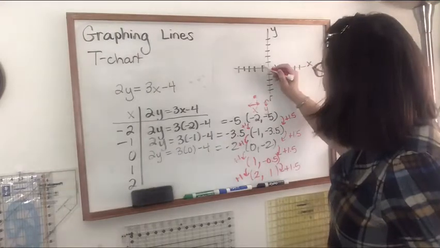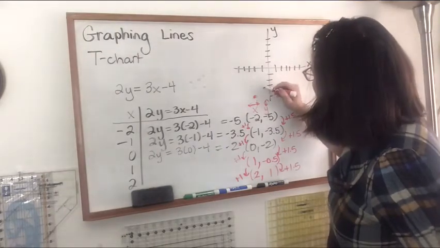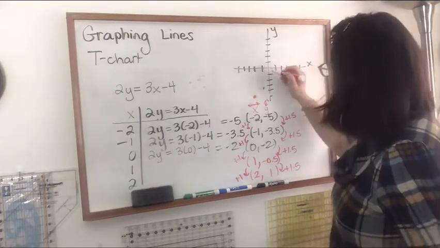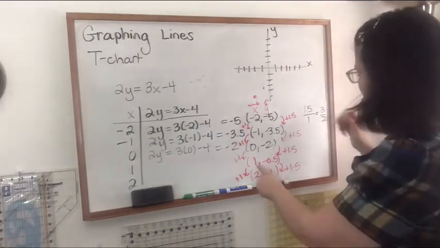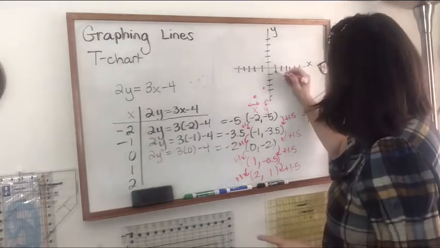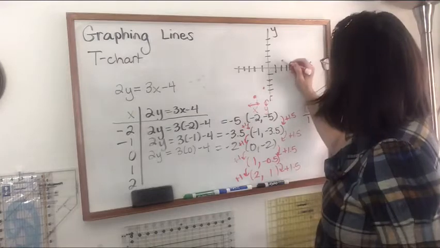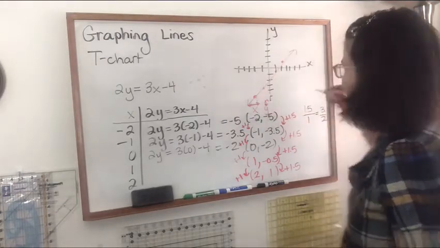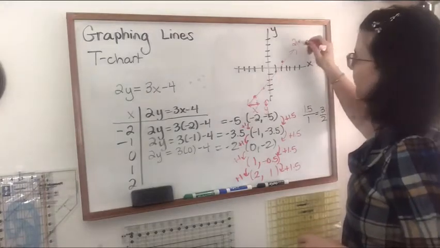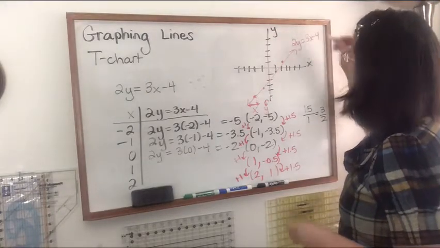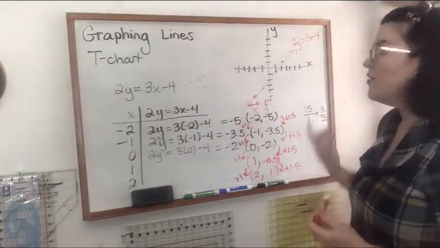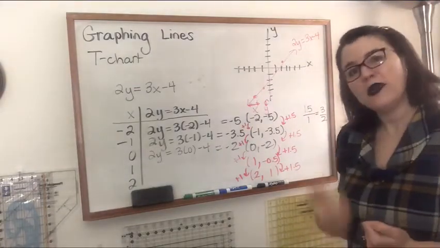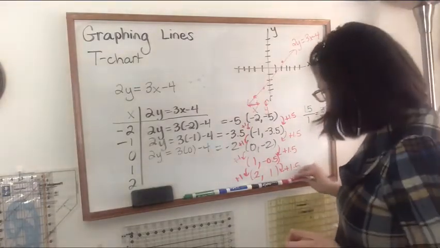So I'm going to go -1, 1, 2, 3, and then about halfway between those two. Then I'm at 0, -2. Then I'm at 1, -1/2. And then I'm at 2, 1. And forgive my inability to draw a line. There is the graph of the line. Now this one also has a positive slope, but it's a different slope than the last line that we saw.